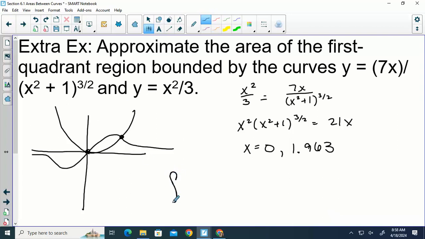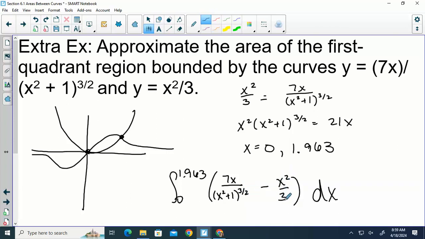Okay, so we want to integrate from 0 to 1.963. These are x values, so this is a dx. If we're doing x, it's top minus bottom. What's the top one? The blue. The weird one. The 7x over blah, blah, blah. Okay. So when we go right to left, that's if you're doing it in terms of y. Minus x squared over 3.